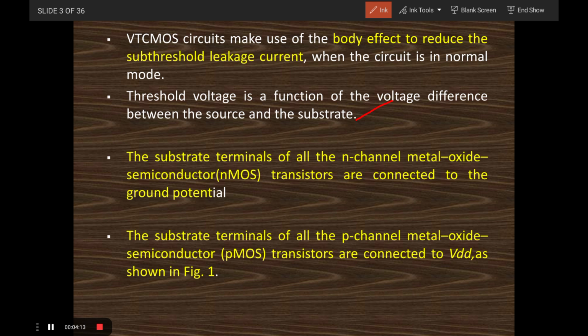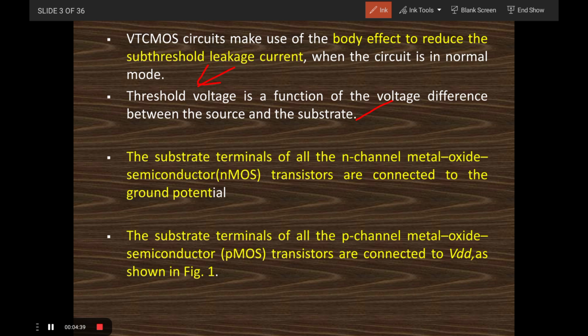Generally, threshold voltage means the minimum voltage required to form a channel between the source and drain terminals, right? If you want to make a channel between the source and drain, how much voltage is necessary to create a channel under the gate terminal? That is the basic thing. That minimum gate voltage is called the threshold voltage. I think this was already discussed in the previous sections, right?